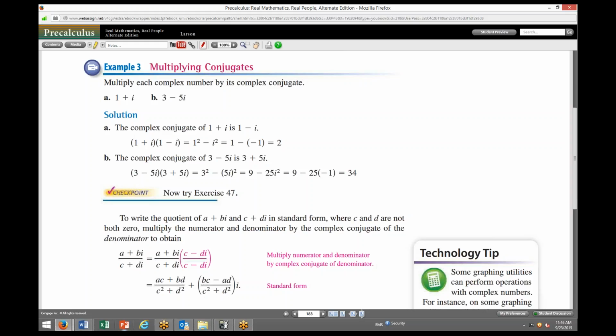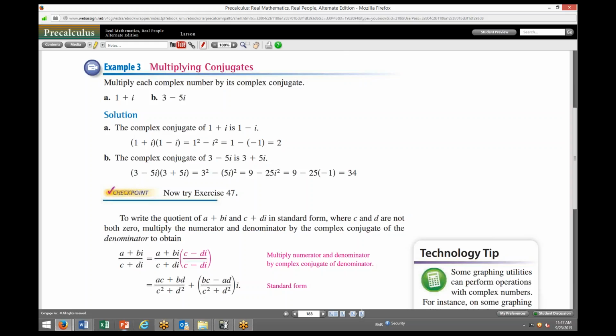And the nice part about this class is you see on the next one, 3 minus 5i times 3 plus 5i. Again, the inners and the outers cancel out, leaving only 3 squared and then subtracting 5i squared. But that 5i squared becomes 25i squared. Subtracting 25 times negative 1 is adding 25, so 9 plus 25 is 34.